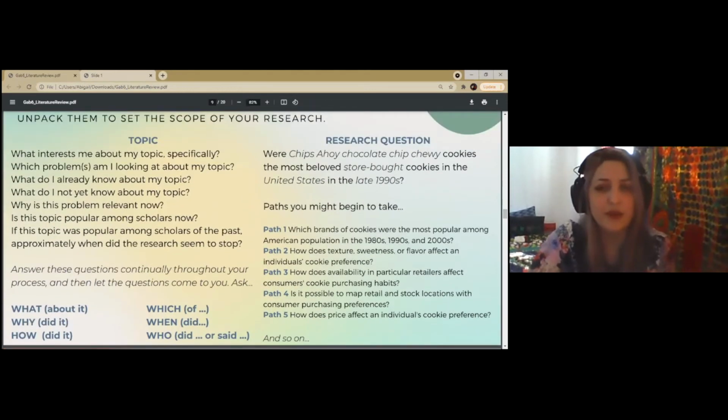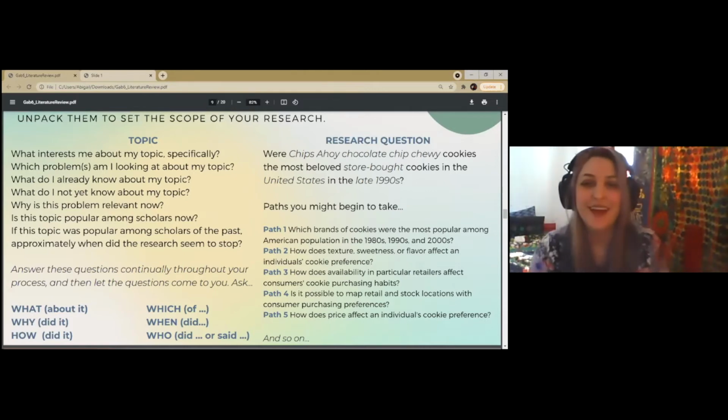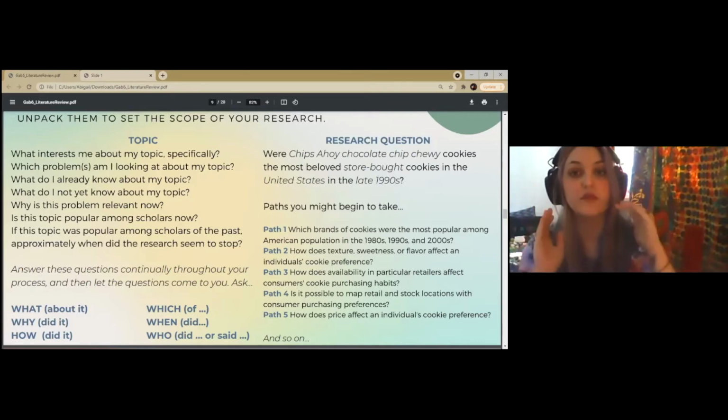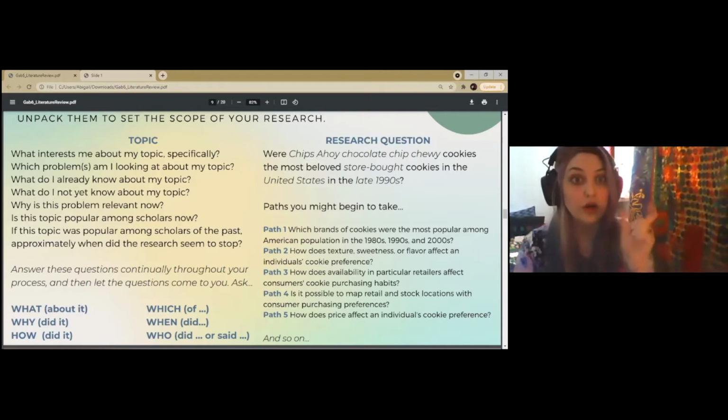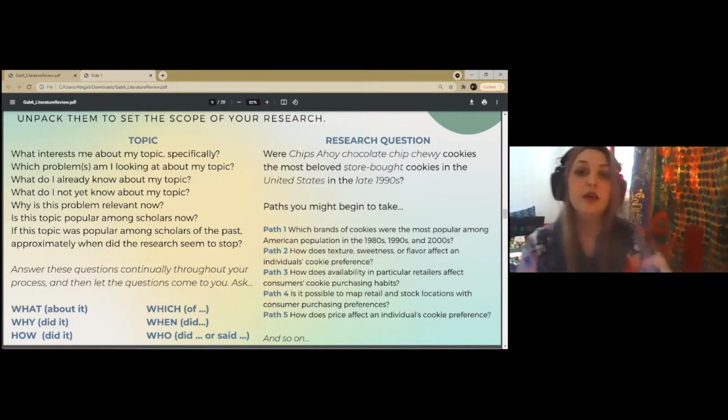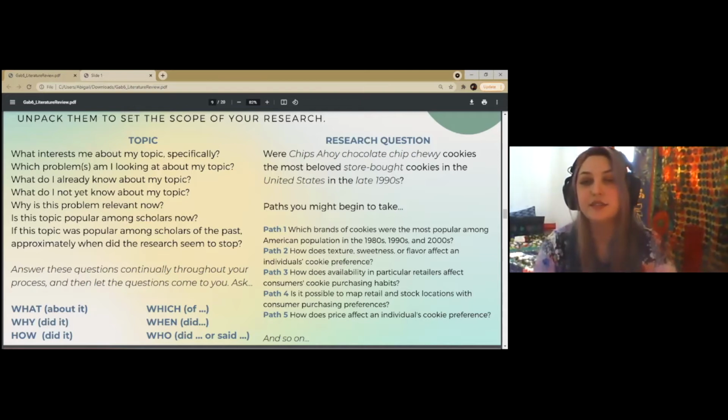But I created a little research question at the top, and everything you see in italics is my effort to actually show you how to narrow the scope of your research question, to be specific at certain times when it could actually help you. So were Chips Ahoy chocolate chip chewy cookies the favorite, the most beloved store-bought cookies in the United States in the late 1990s or not?